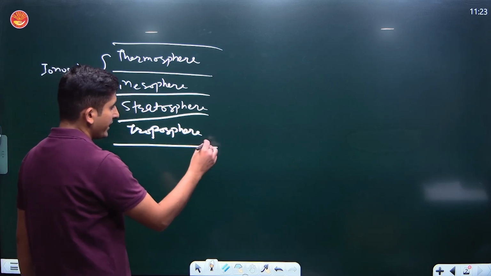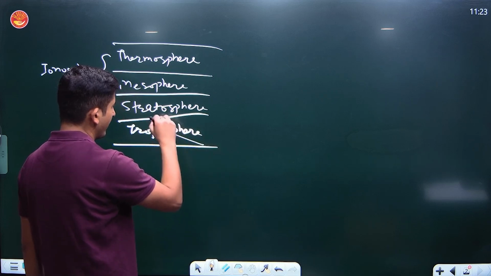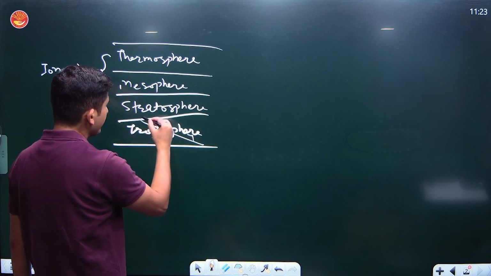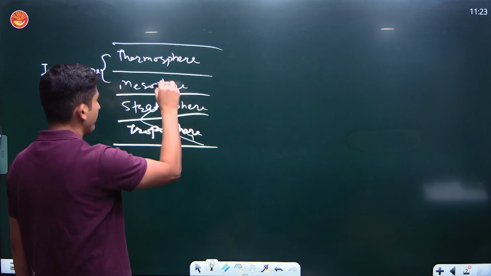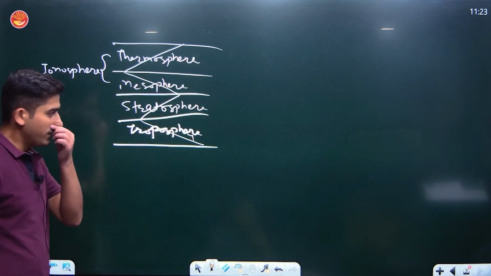In the troposphere, as you go up, temperature drops. Temperature क्या करेगा? Drop करेगा. ठीक है. This is the temperature. In the stratosphere, temperature again increases. In the mesosphere, temperature again goes down, and in the thermosphere temperature again increases.